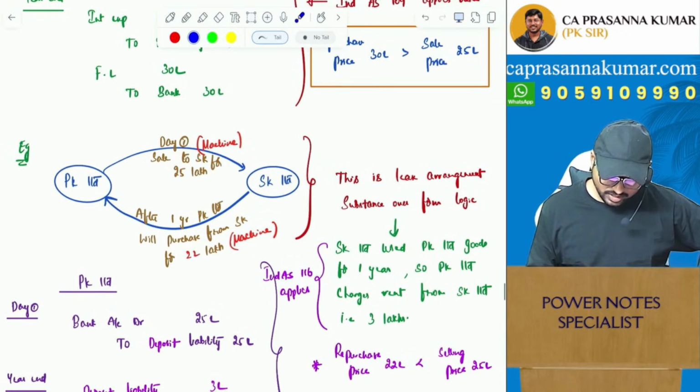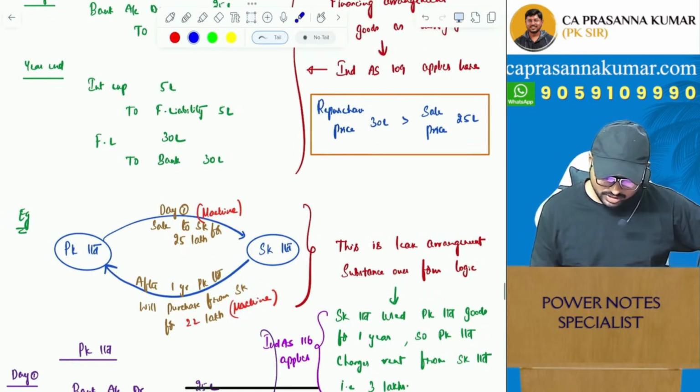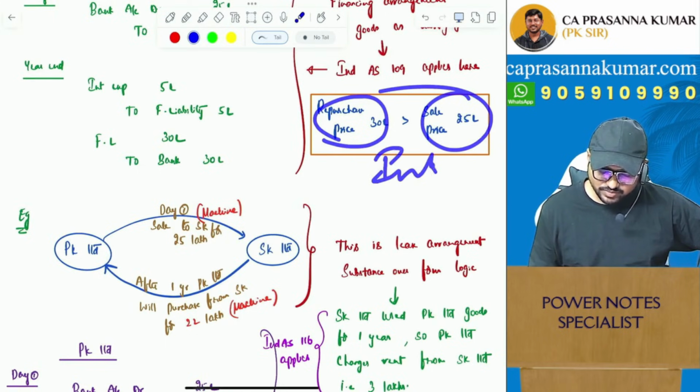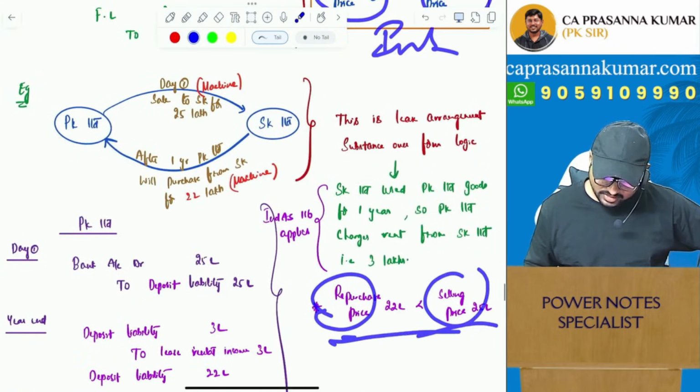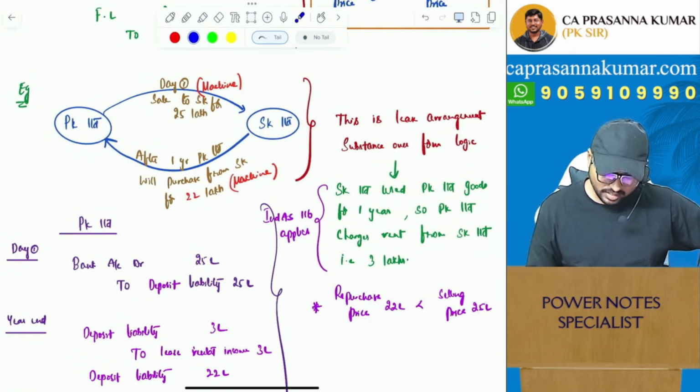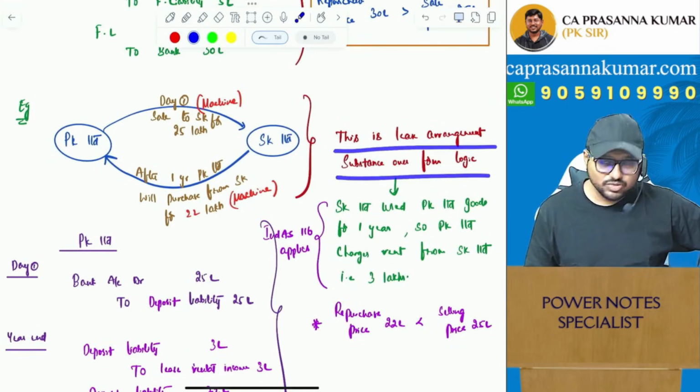So how can you identify that? Very simple. Just compare the repurchase price and selling price. If repurchase price is greater than selling price, it is interest. If repurchase price is less than selling price, it is like a rent or leasing agreement. So this is a lease agreement, substance over form logic.